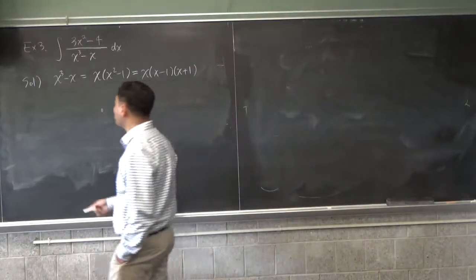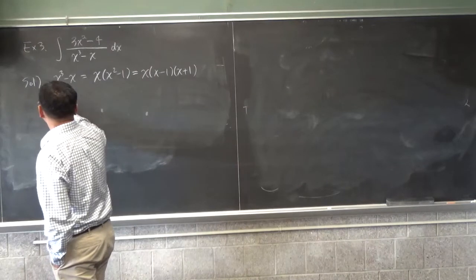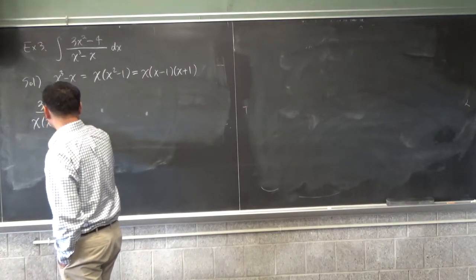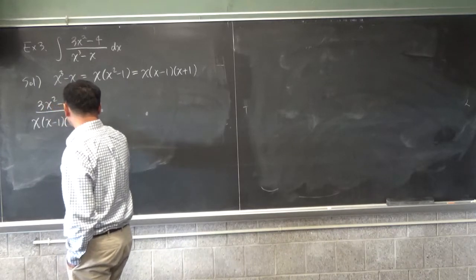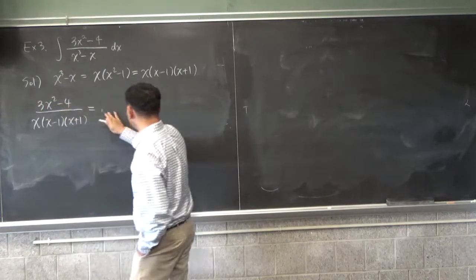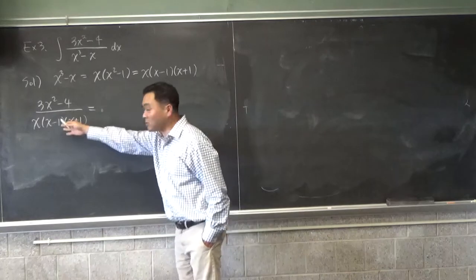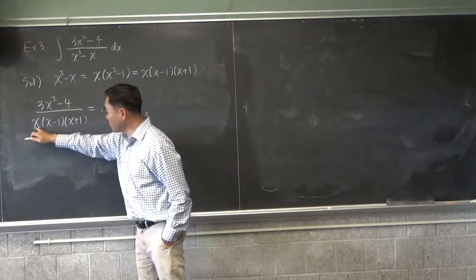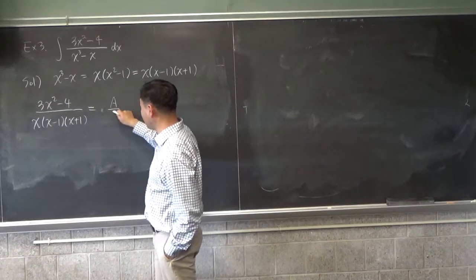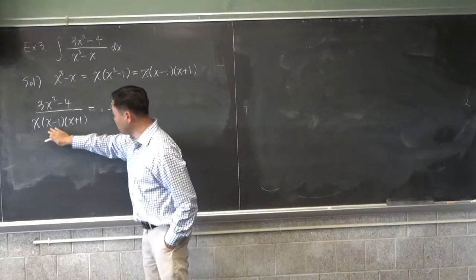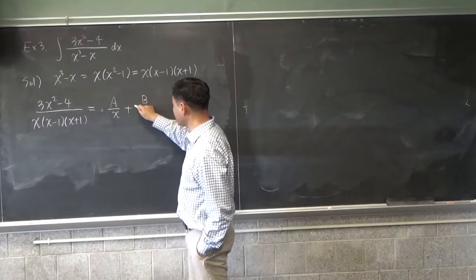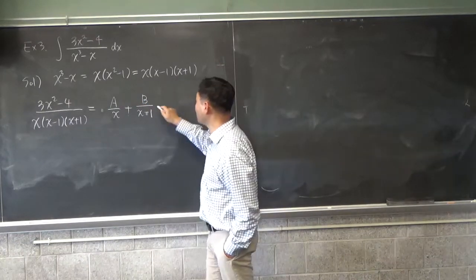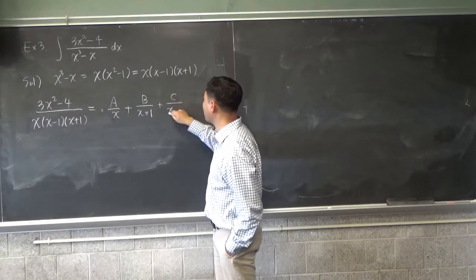Once you factor the denominator, you use all the factors of the denominators to build simpler fractions, which will eventually add up to this fraction after making common denominators. So for this to happen, you better have a over x. For this to happen, you better have b over x minus 1. And for this to happen, you better have c over x plus 1.